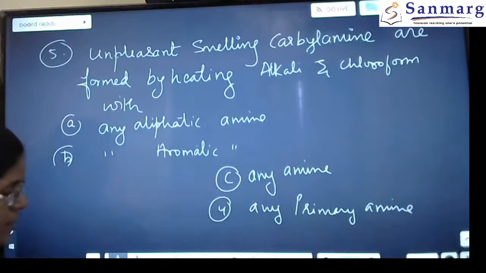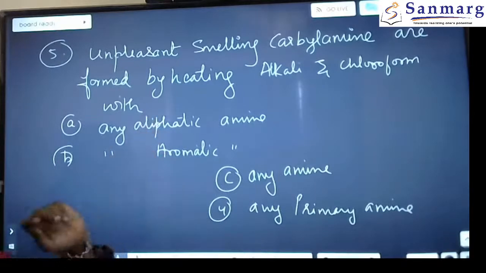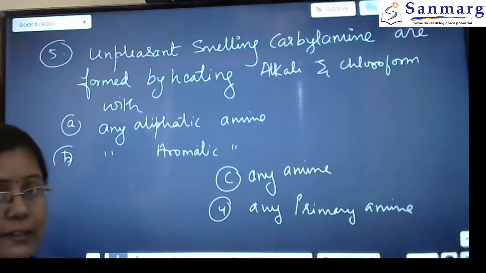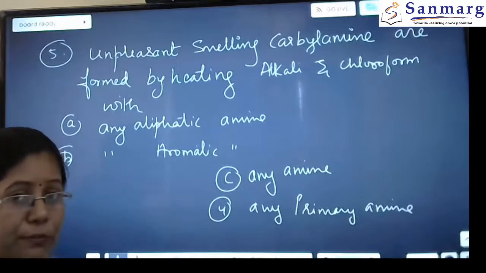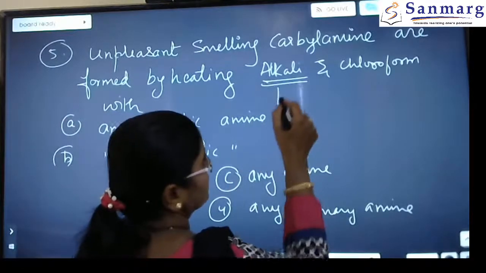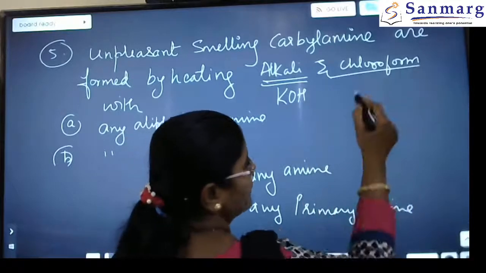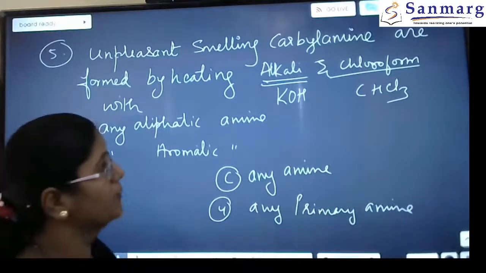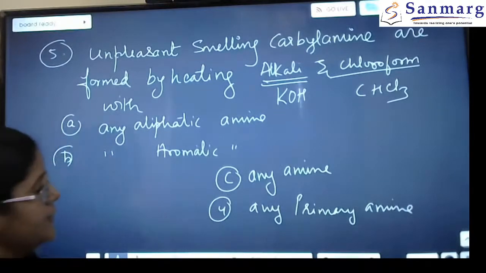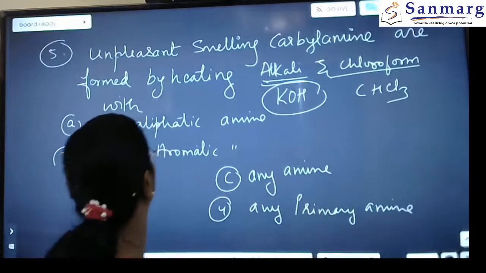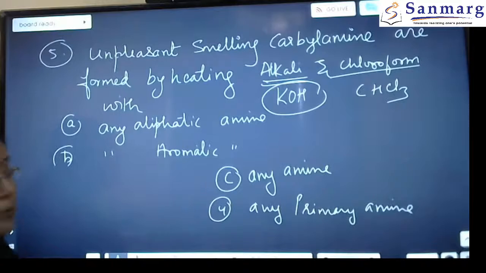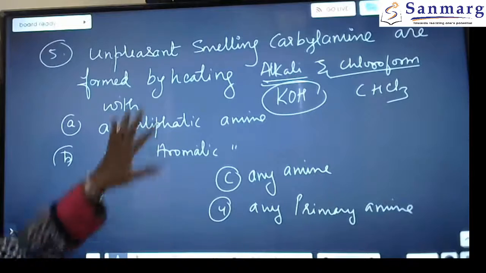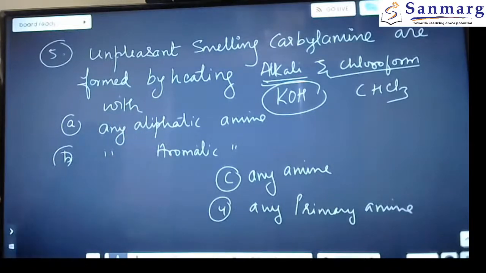Unpleasant smelling carbylamines are formed by heating alkali, that is KOH or NaOH, in presence of chloroform. Alkali means base, potassium hydroxide, and chloroform means CHCl3. Unpleasant smelling carbylamines are formed by heating base and chloroform with what? What is the starting material here? Amines, right? This reaction is called the carbylamine test, or carbylamine reaction.